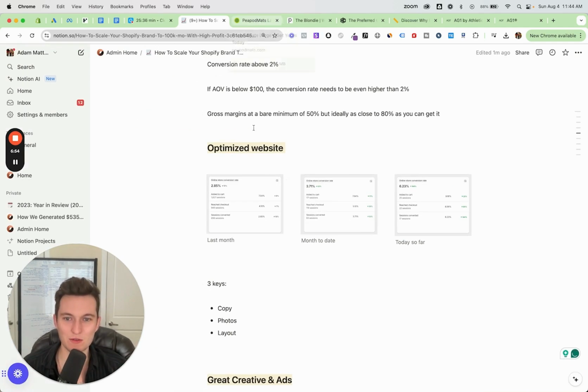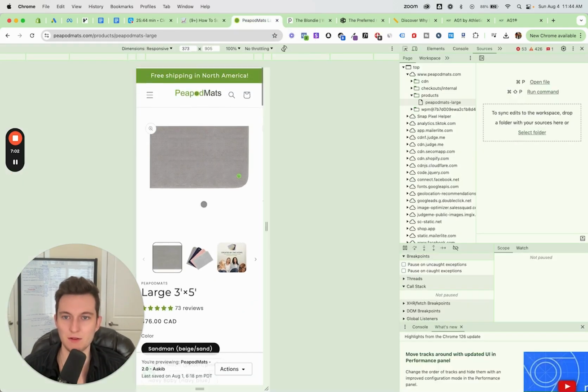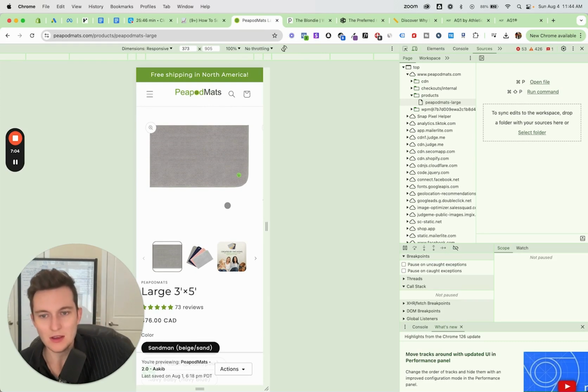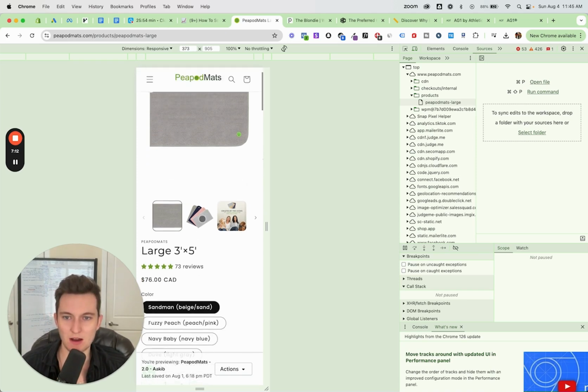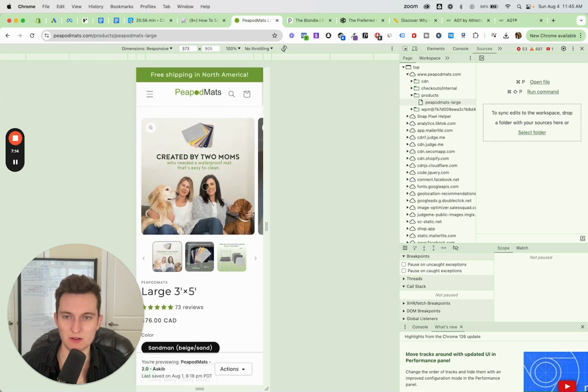So we're going to walk through the keys with this, and pay attention: copy, photos, and layout are really what drive the whole needle essentially. So basically with this, what we did is we first of all optimized the photos. Right away, just have the product. And then basically what we started doing is optimizing the photos. So you can see here, created by two moms. Before, it was just a bunch of scattered random photos of the product that didn't really drive any value. You almost want to look at them like static ads in a way, really showcasing the product and what it can do.